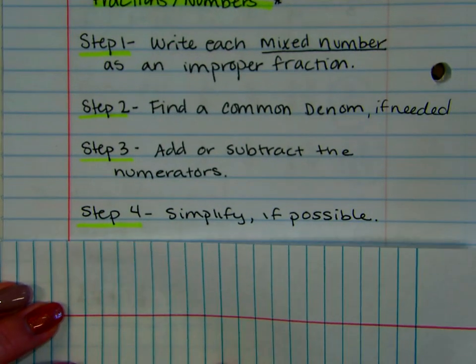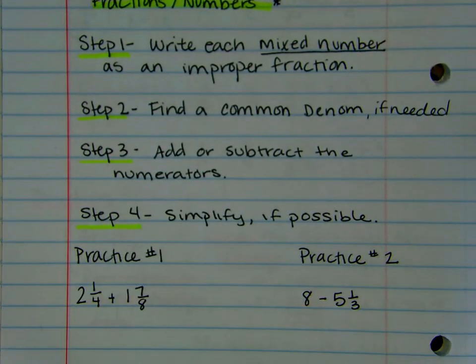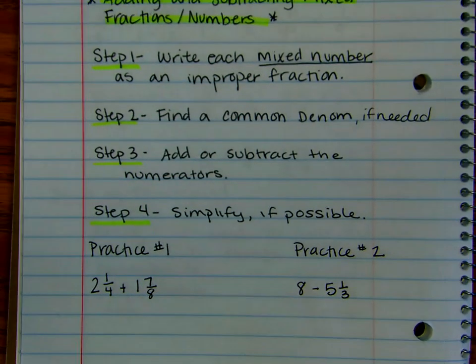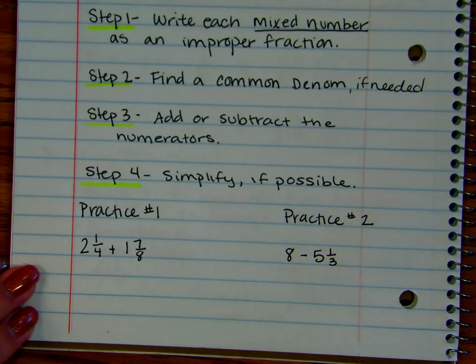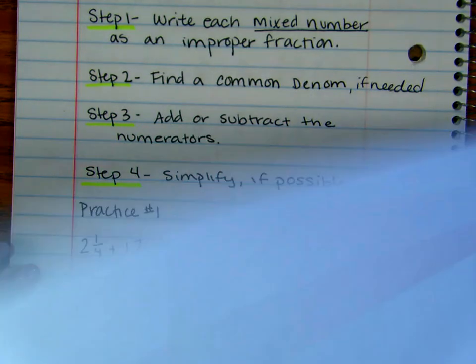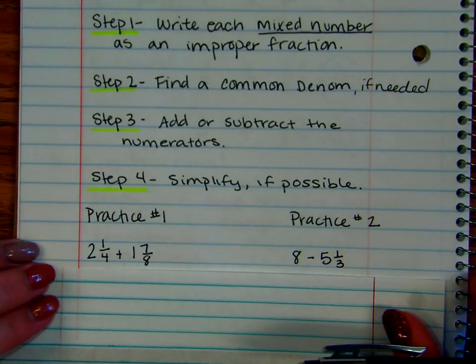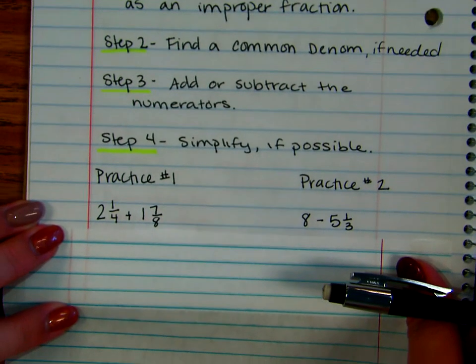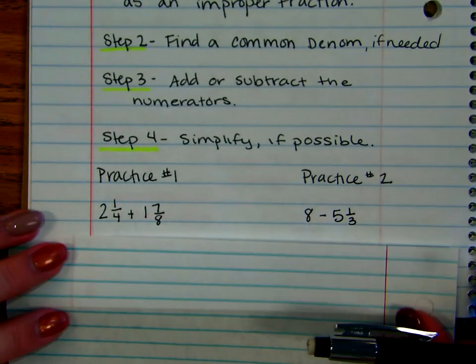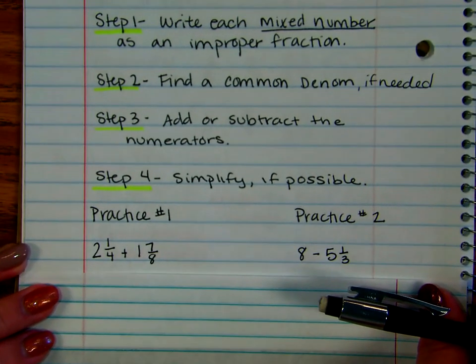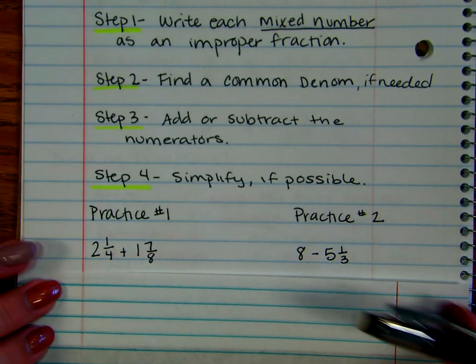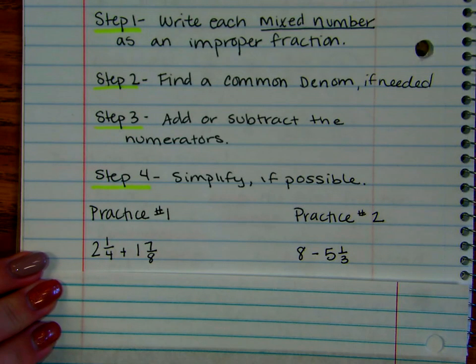Now, for this today, I do have 2 practice problems for you, and we are going to go ahead and work on these together. Now, keeping these 4 steps in mind, we're going to go ahead and try these. So, to begin with, we are going to have 2 1/4 and 1 7/8, and then we have 8 and 5 1/3. Now, I'm going to scooch this up so I can go ahead and do my work on this separate sheet of paper so you guys don't see this tomorrow when I'm going over it in class like we had the other day. All right, so here we go.